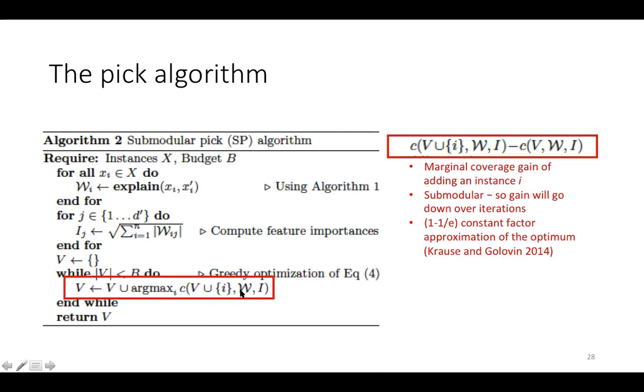Now, once the budget is over, you have a set V. Now you see in set V what are the instances that you have gathered. Now accumulate all the examples for all these instances that you have already generated using LIME, and that set together forms the overall explanation set for the entire model space. This is how the submodular pick algorithm works.